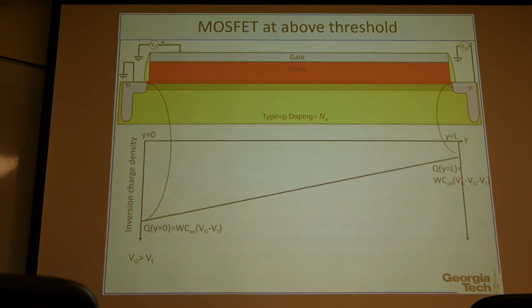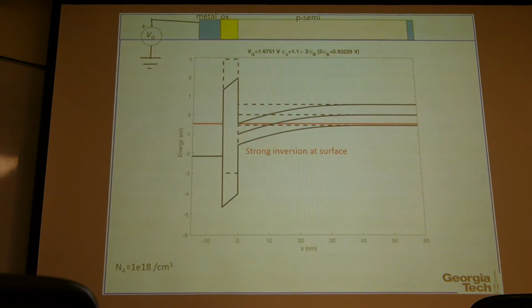Let's look at this from this diagram again. This is what we have seen before. This is above the threshold. We use the inversion electron density at the source and the drain and in the middle, and then we derived the IV equation above the threshold. And this is the MOS band structure in strong inversion at the surface. This is what you have seen before.